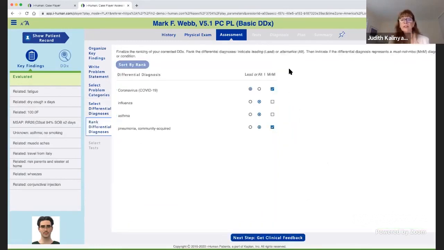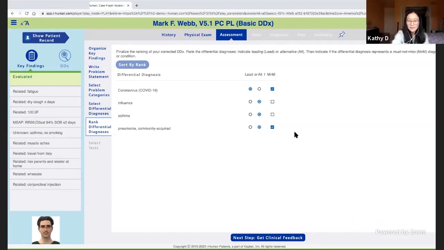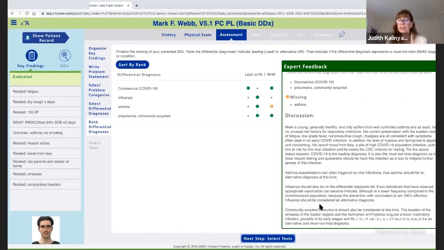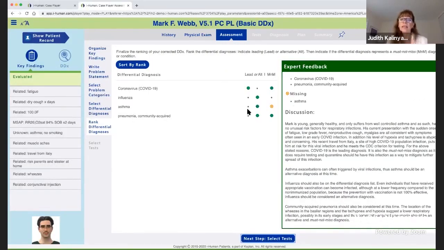Ranking the diagnoses, do we want to keep this as our ranking? This is what you did early on. We can keep it. Okay. And then now we're going to go and get clinical feedback. And here's the discussion of what that feedback is. Asthma is a must not miss on top of things.